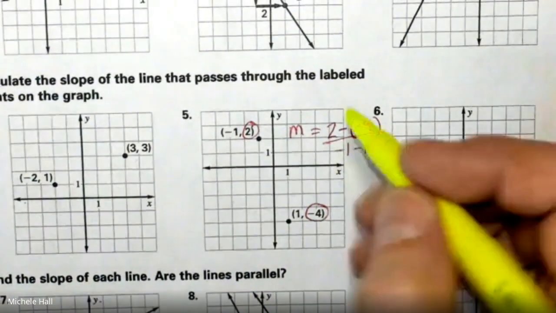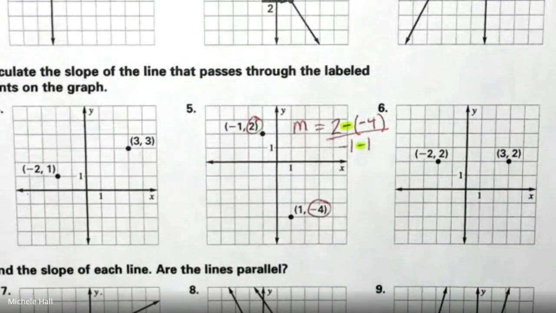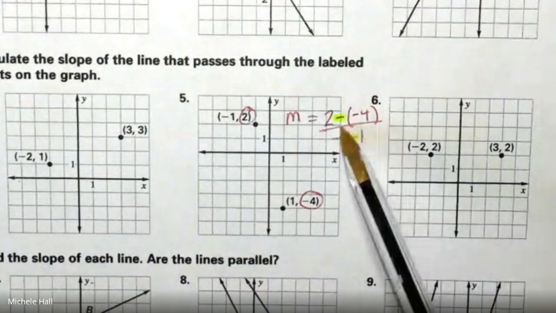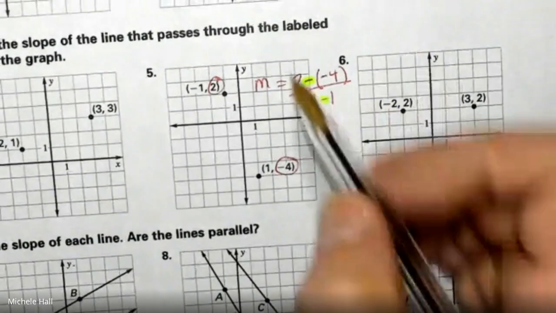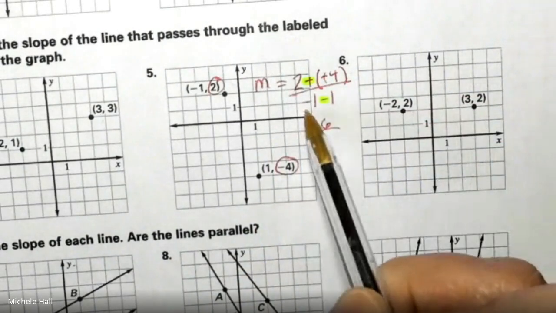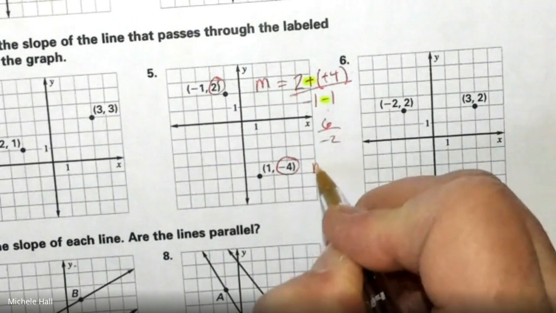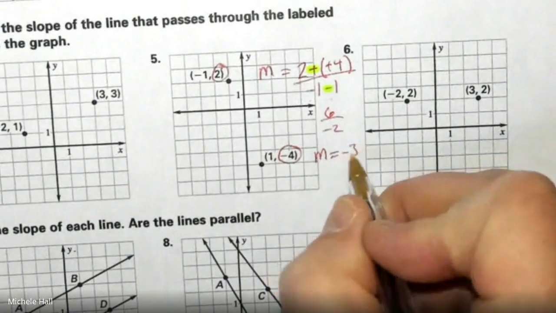These negatives right here were part of the formula. y2 minus y1, x2 minus x1. We got to watch out for double negatives. What do we get for the numerator? What's 2 minus -4? Oh, 6. Yes, negative times a negative becomes plus. So we get 6 divided by, what's -1, -1? -2. So we get m equals what? 6 divided by -2 is -3.